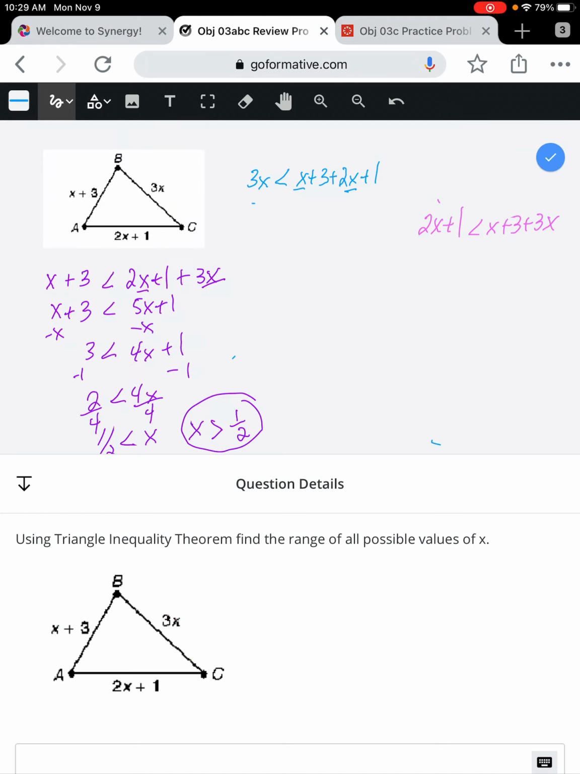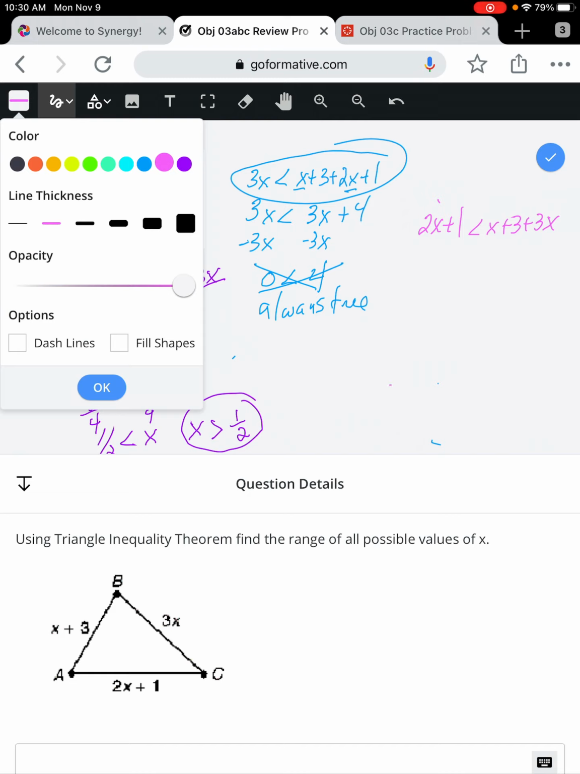So I combine my like terms. I have my 3x. This is going to be 3x plus 4. I subtract 3x, I subtract 3x. 0 is less than 4. This is always true. So actually, we're not going to use this because it's always a true statement. So this will be true no matter what x is. So I'm just going to skip that one.